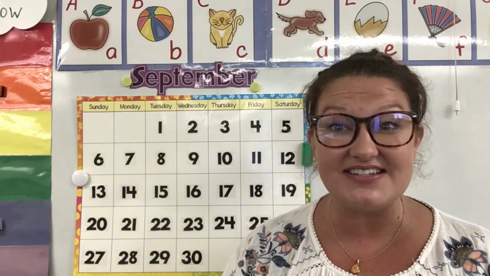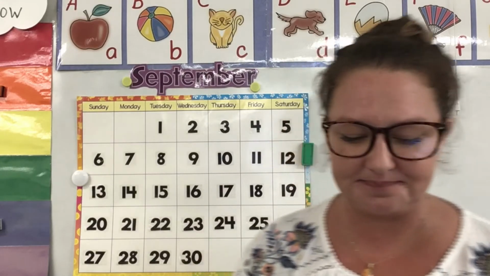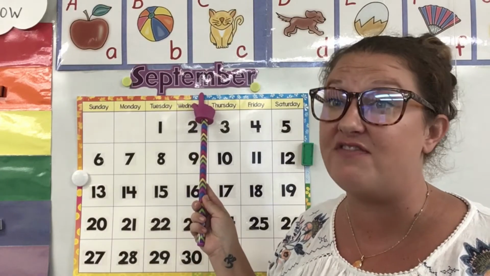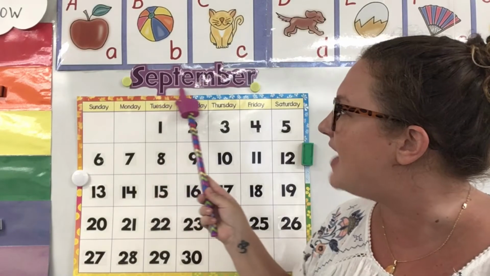The words for the days of the week. So let's take a look at our calendar. Up here at the very top, you'll see the name of the month we're in. Let's read it one time. September.